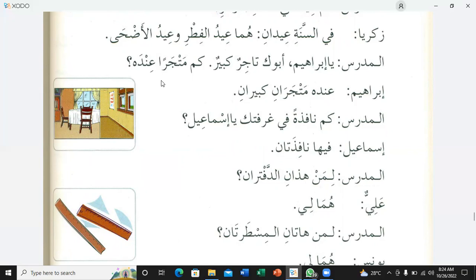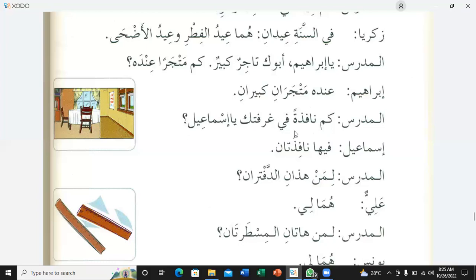Kam matjaran indahu? How many shops does he have? Kam matjaran indahu, how many shops or stores he has? Ibrahimu: Indahu matjarani kabirani. He has two big stores.